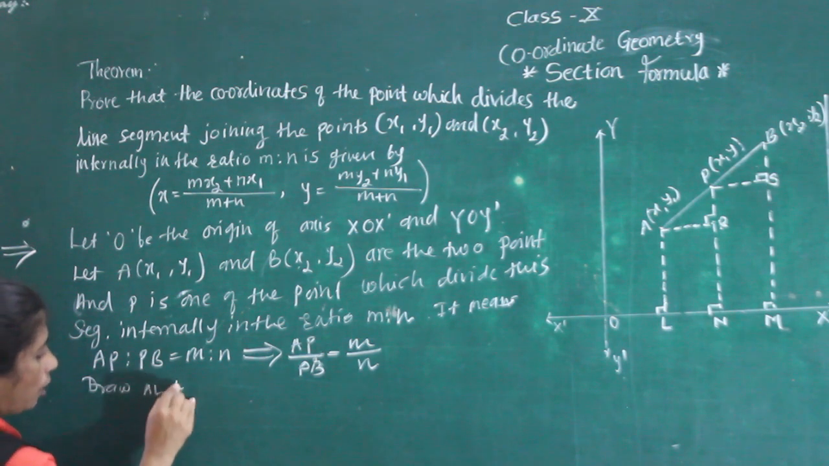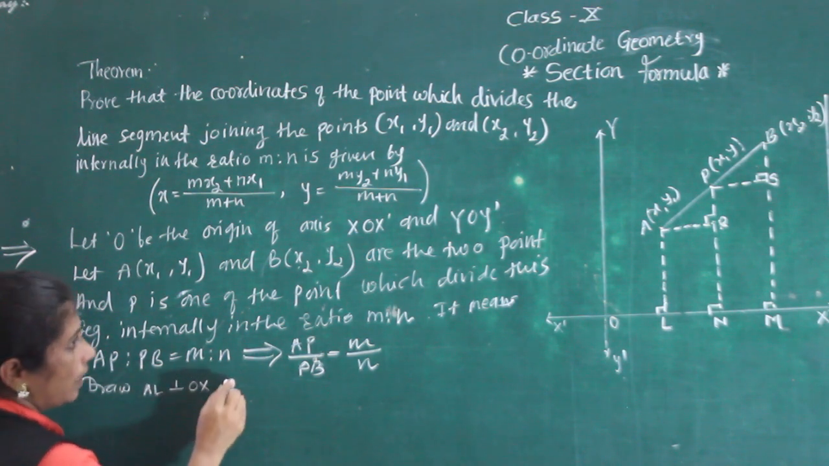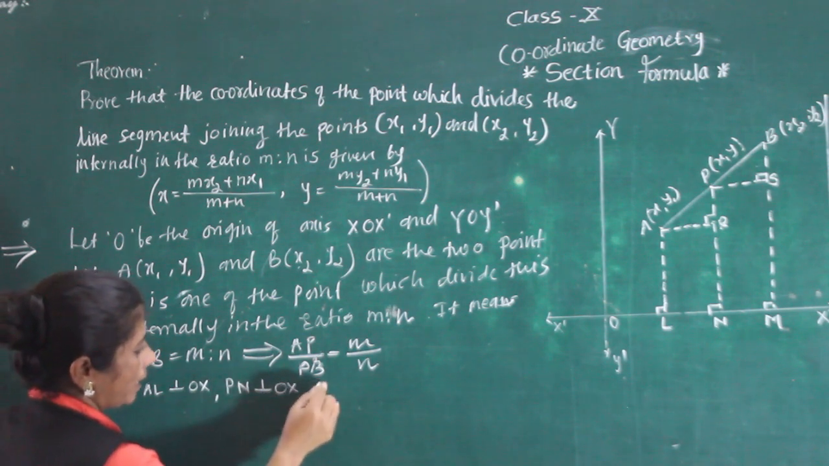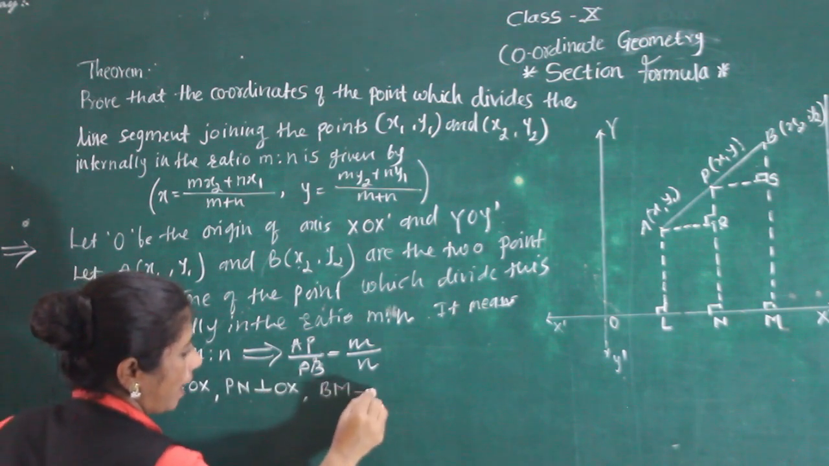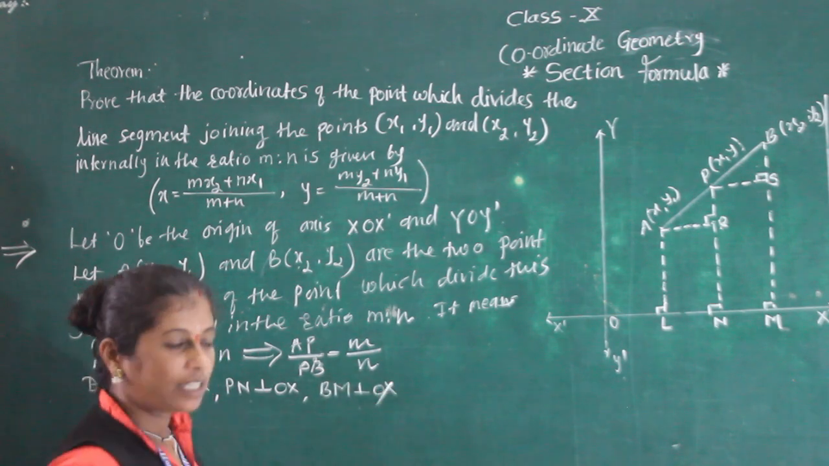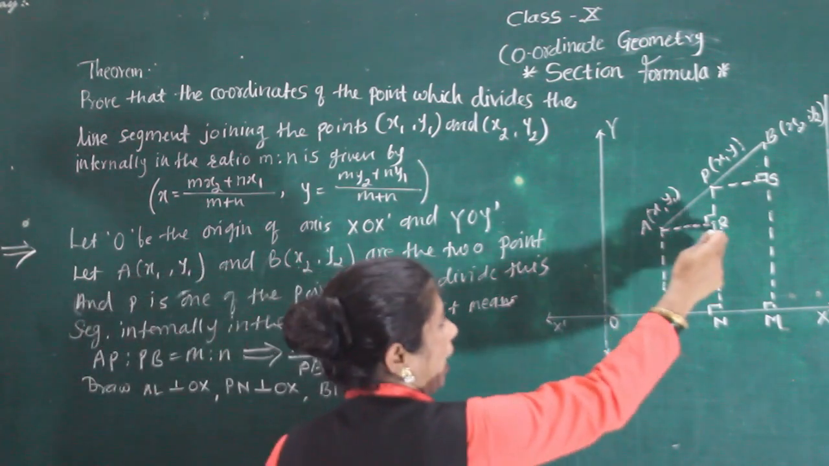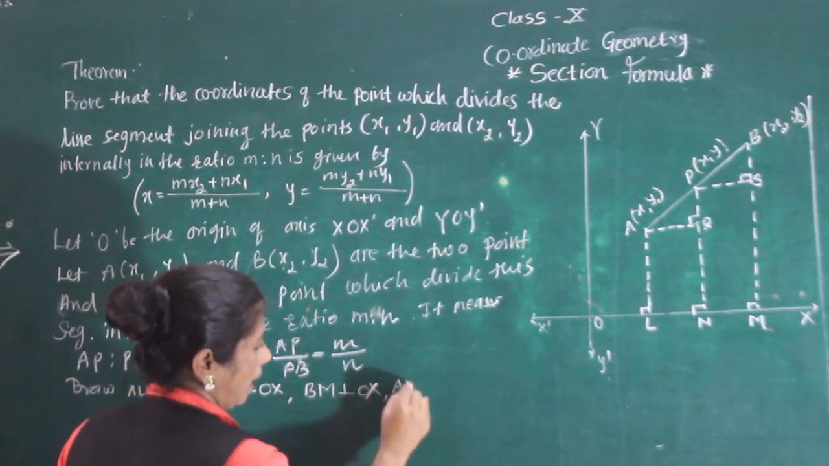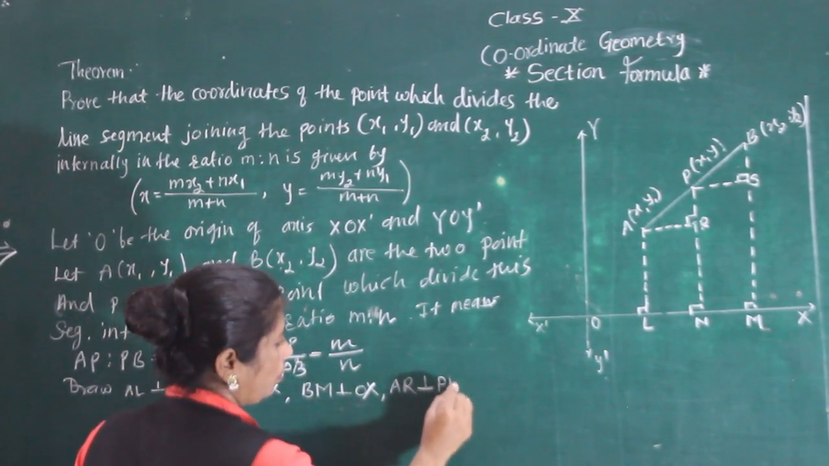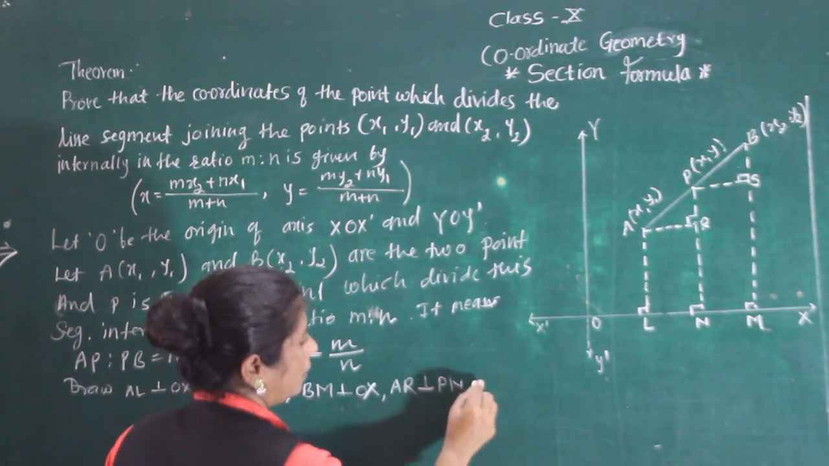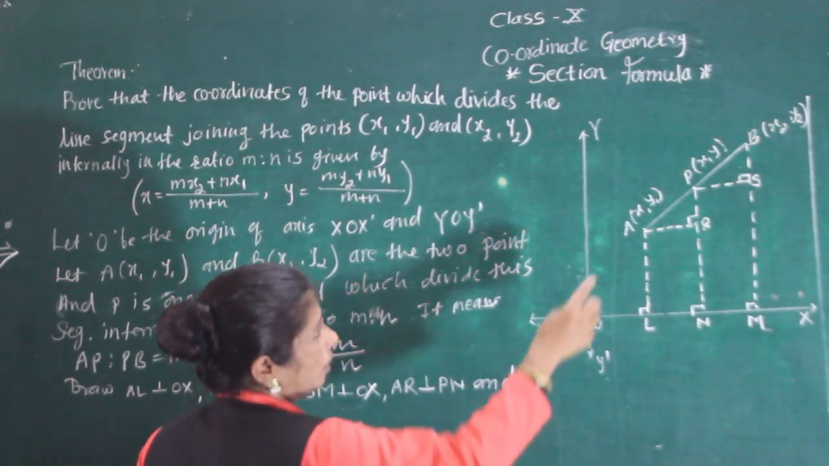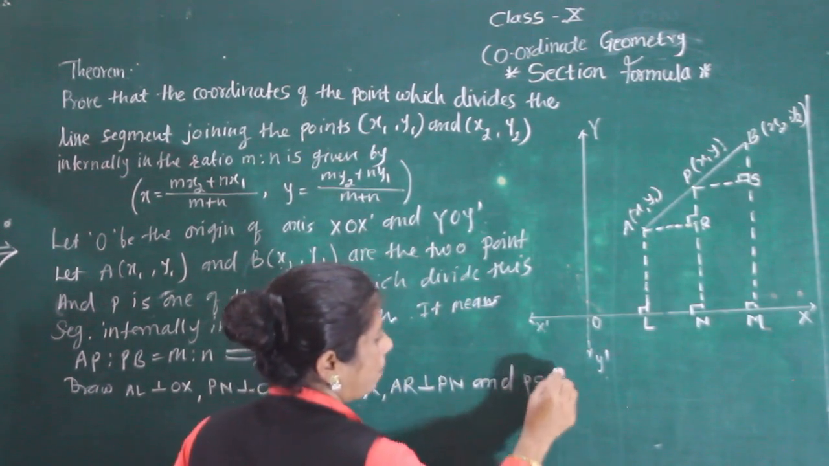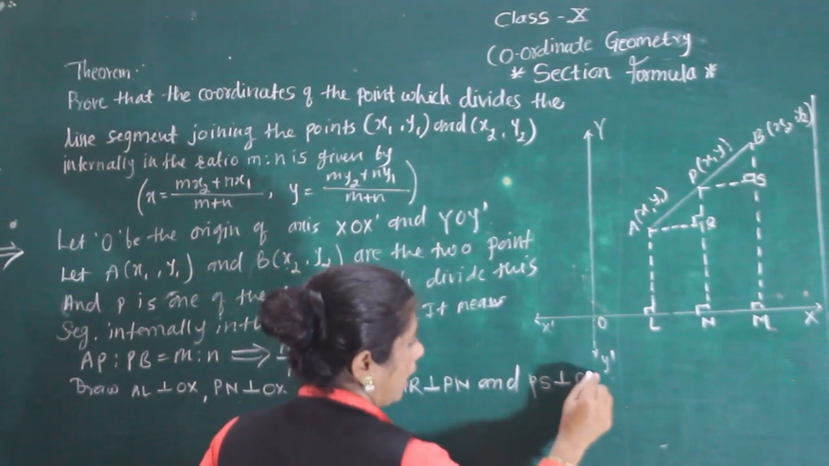So we will write here: draw AN perpendicular to OX, then PN perpendicular to OX, BM perpendicular to OX, right? Also AR perpendicular to PN, and PS perpendicular to BN.